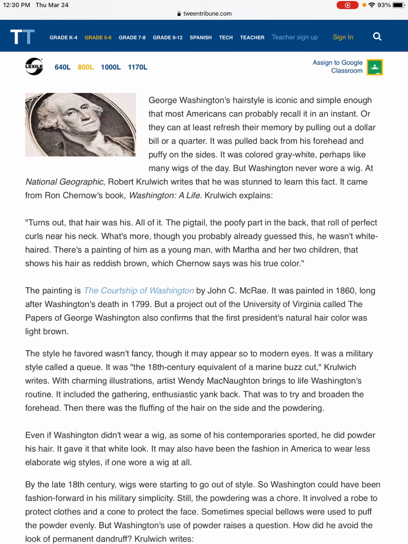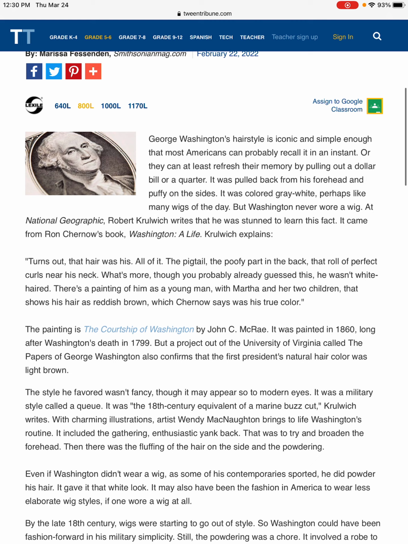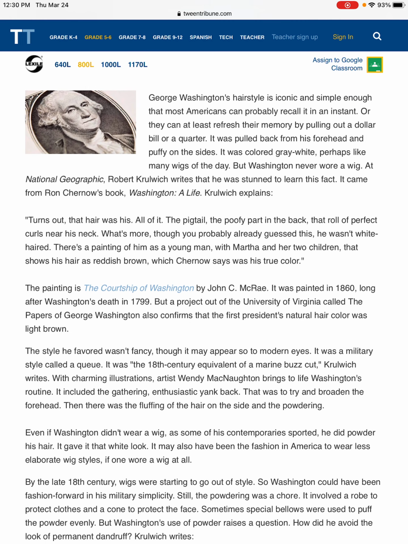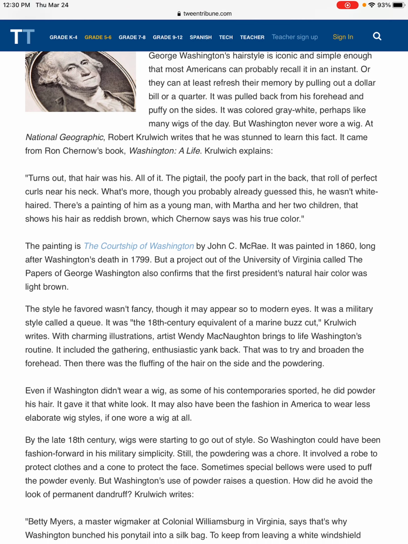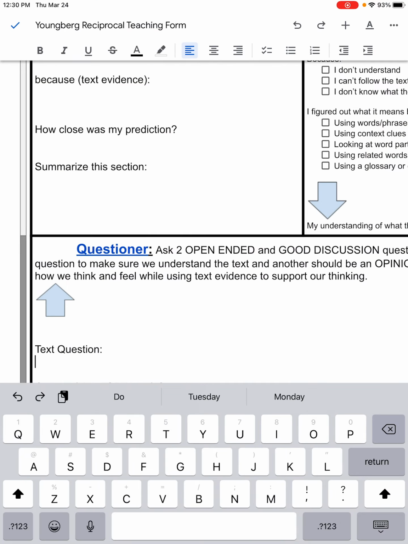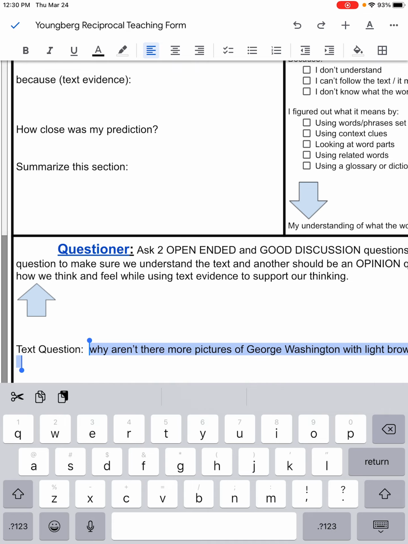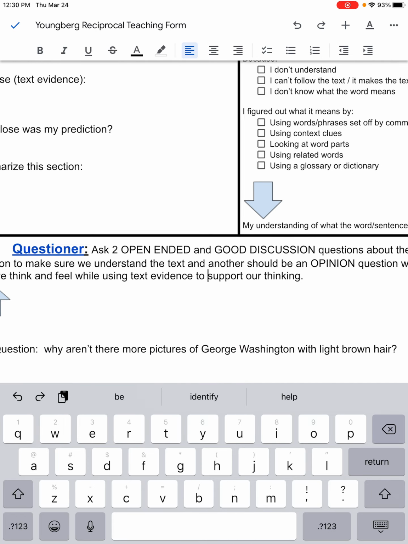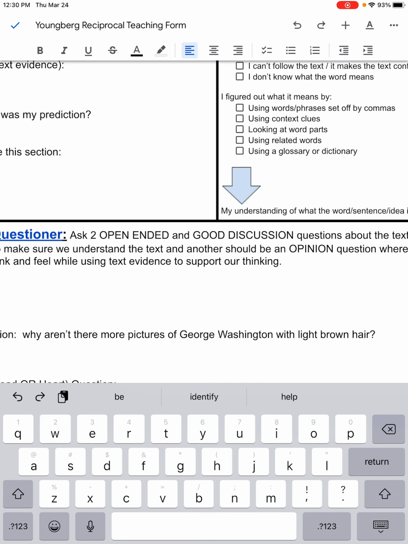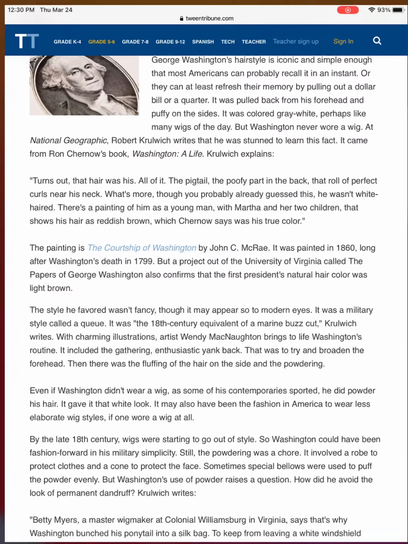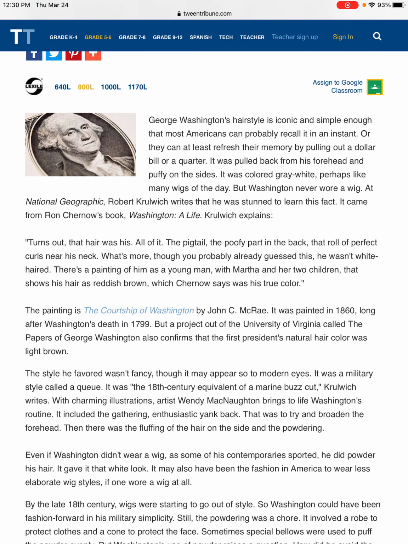Okay, so as I'm looking at this, a couple of things that I can see as I'm reading. So I'm going to first do my text question. So something about what I read, something that could have multiple answers. And here is what I was thinking. So I'm going to go with, why aren't there more pictures of George Washington with light brown hair? And so that would be a text question because I can answer that.